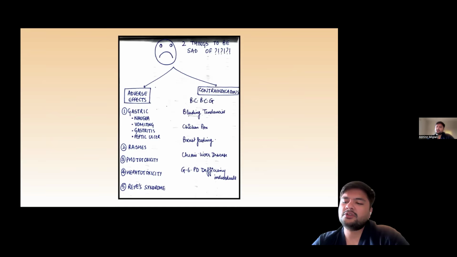Always, when you administer any of these drugs which might harm the patient's gut or cause any major side effects like rashes, phototoxicity, hepatotoxicity, Reye's syndrome, these should be kept in mind before administering NSAIDs. So there are two things to be sad about: the adverse effects and the contraindications. The adverse effects include nausea, vomiting, gastritis, peptic ulcers, rashes, phototoxicity, hepatotoxicity, and Reye's syndrome. And contraindications include the BCBCG: bleeding tendencies, chickenpox, breastfeeding, chronic liver disease, and G6PD deficiency individuals.